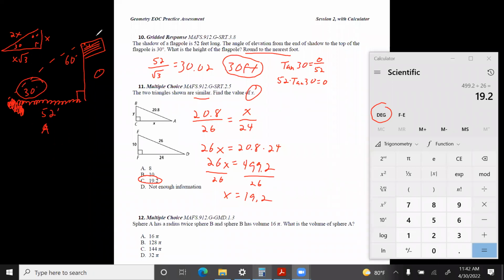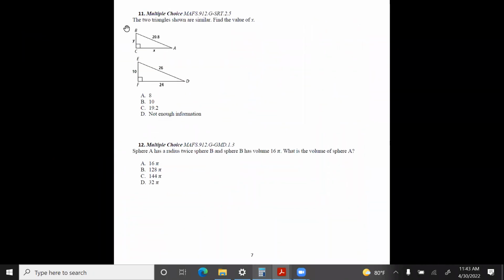All right, clear that off. Let's go up a little bit. On number 12, it says sphere A has a radius twice sphere B. The way that's worded sounds funny. And sphere B has a volume of 16 pi. What is the volume of sphere A?